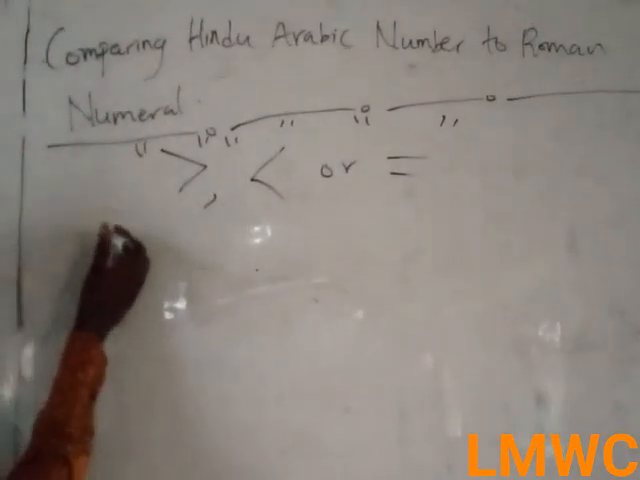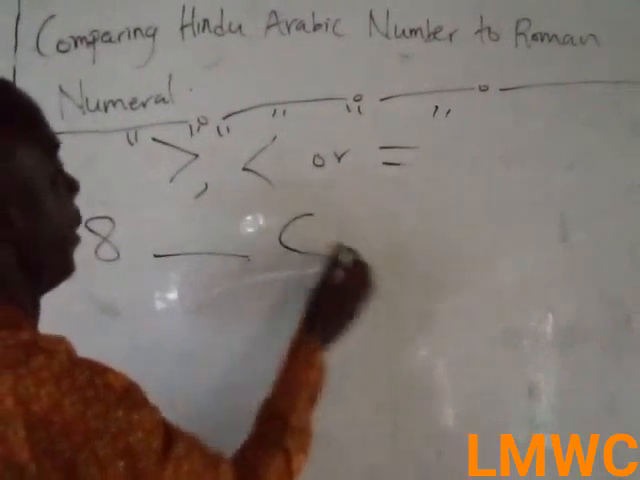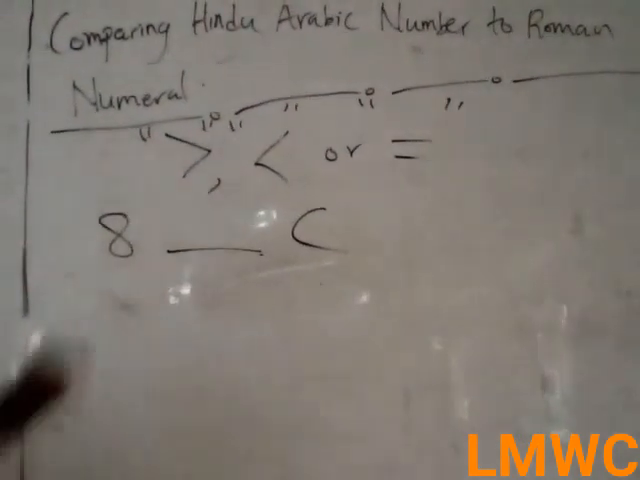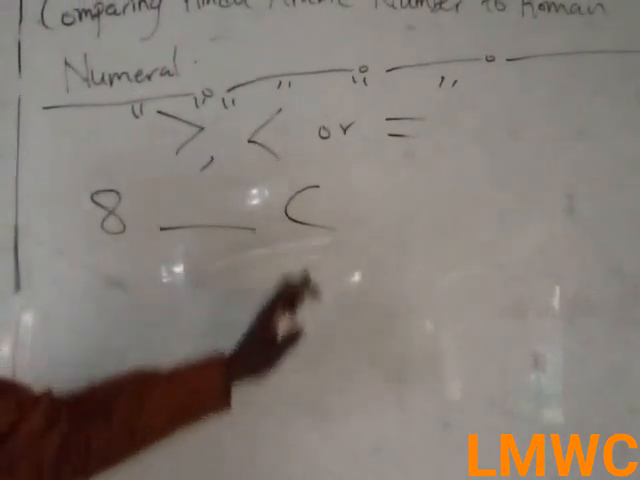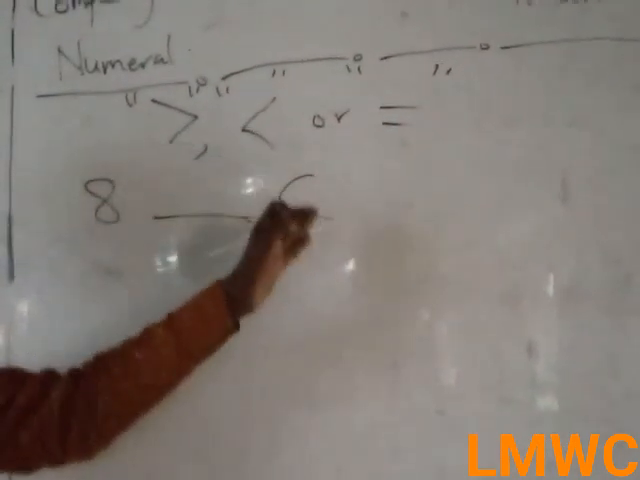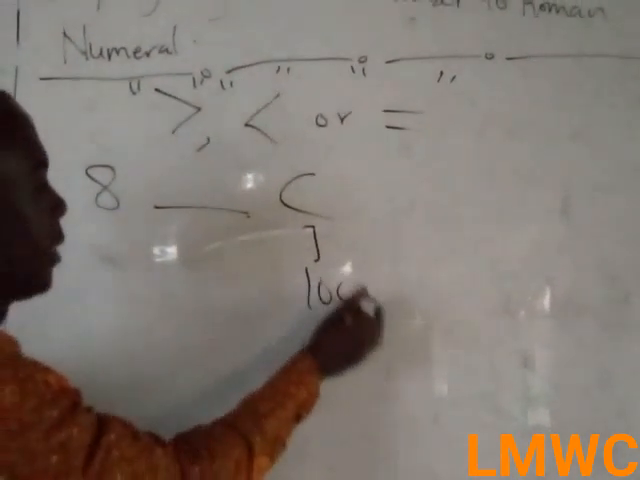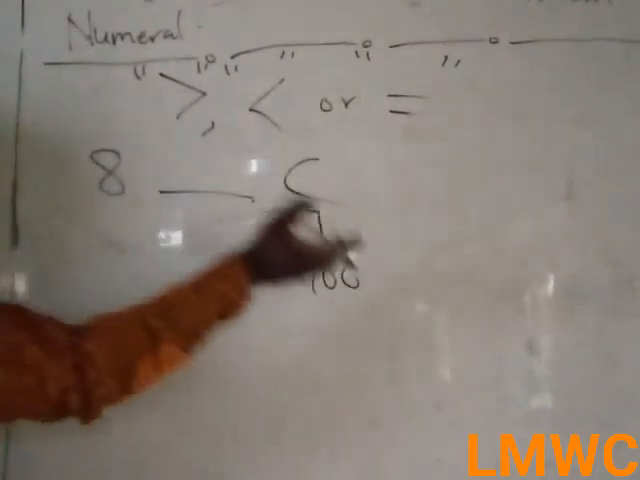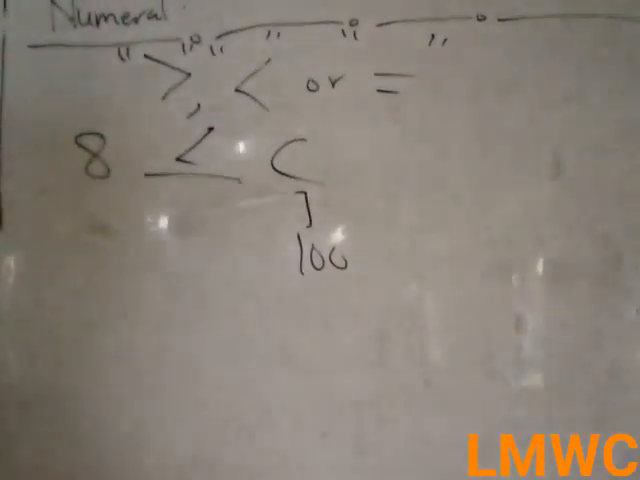If you are asked to compare this 8 and C, you see this is what? A Hindu Arabic number, and this is a Roman numeral. But if you don't know the value for the Roman numeral, it becomes difficult for you to compare. Once you know this is 100, we are having 8 here, we are having 100 here. So 8 is less than 100. So you should know the value for the Roman numeral.